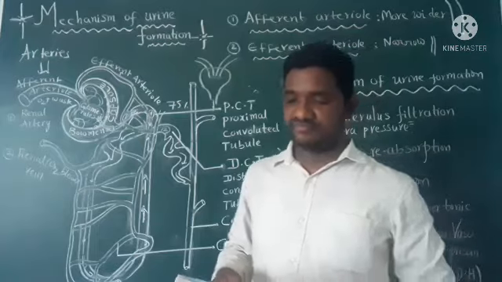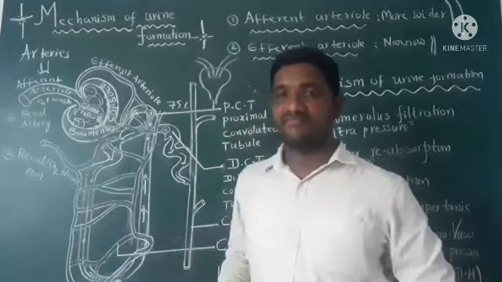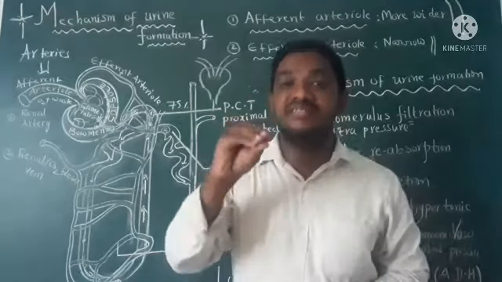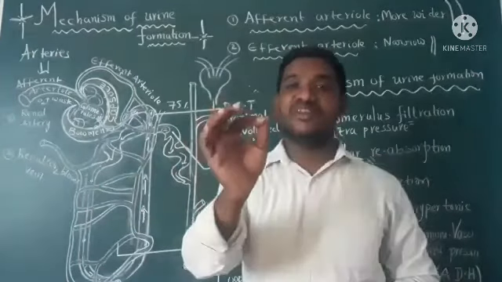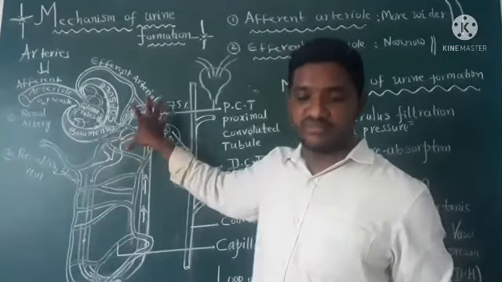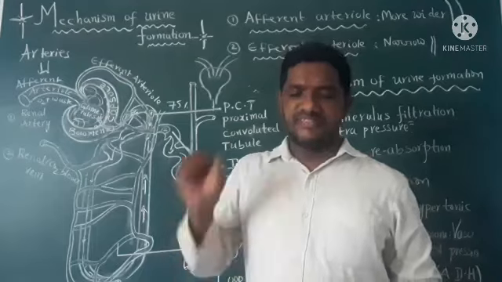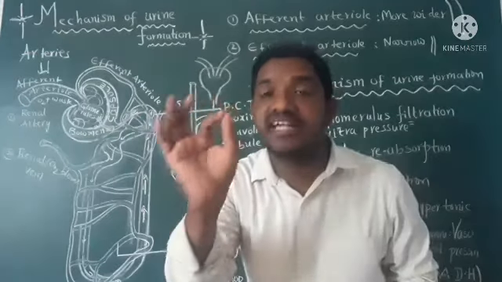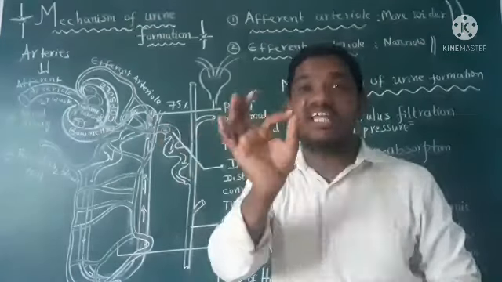Now, the peritubular capillaries. Do you know peritubular capillaries? See, these all are peritubular capillaries. Peri means around. Tubular means tubes. Capillaries means finest blood vessels. These capillaries are around this tube. So the peritubular capillaries around the PCT, the proximal convoluted tubule, reabsorb all the useful nutrients. What are those? Such as glucose, amino acids, potassium, calcium, vitamin C, sodium, chlorides, and 75% of water. Remember it, it is very important. How much percentage of water is reabsorbed? 75% of water.